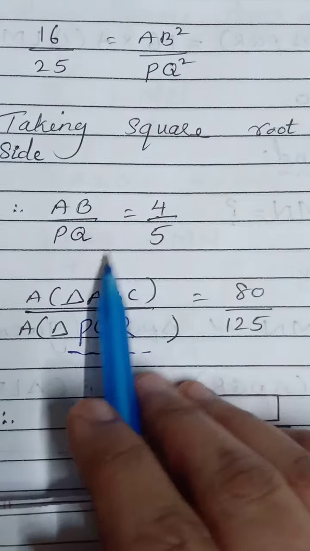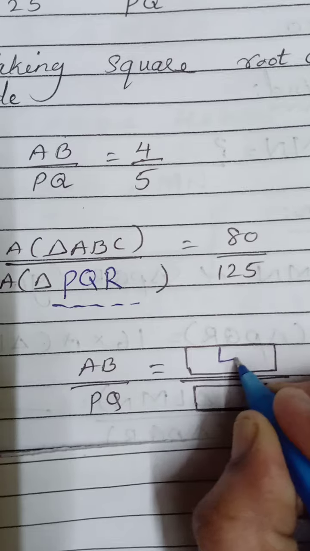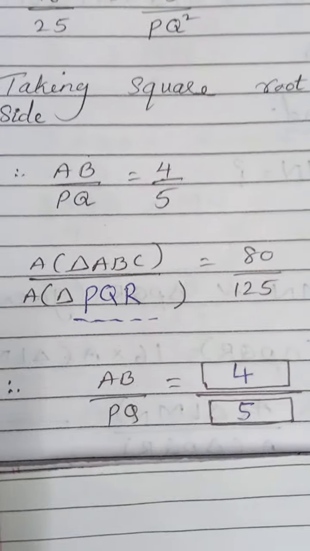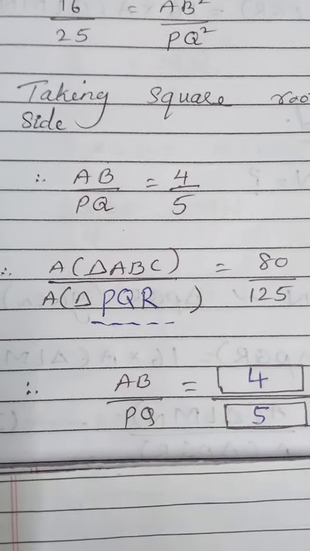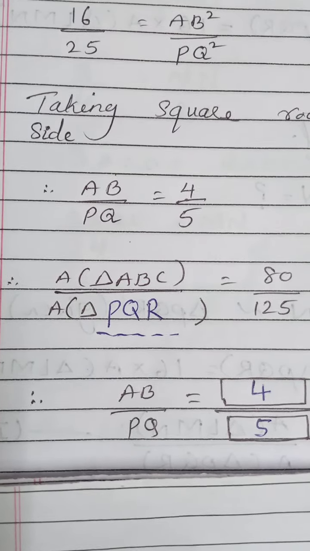Then AB upon PQ we have got 4 upon 5. So this will be 4 and this will be 5. So this way we can do. Okay. Now we'll see the next question.